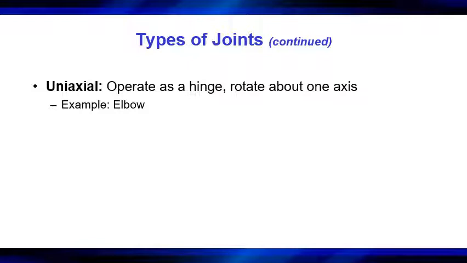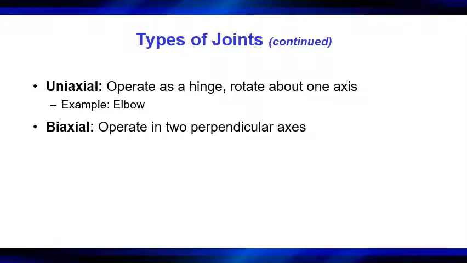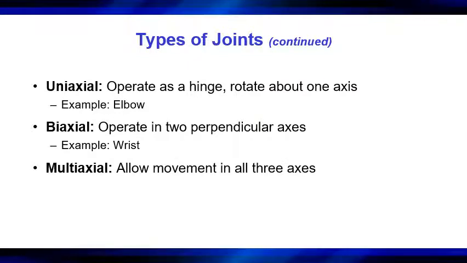So the elbow joint is a uniaxial joint. It's also called a hinge joint. There's an example of that there. You have your biaxial joints. They operate in two perpendicular axes. An example of that is the wrist joint. And then you have multiaxial joints. They allow movement in all three planes or axes, and the example of that is the shoulder and the hip.